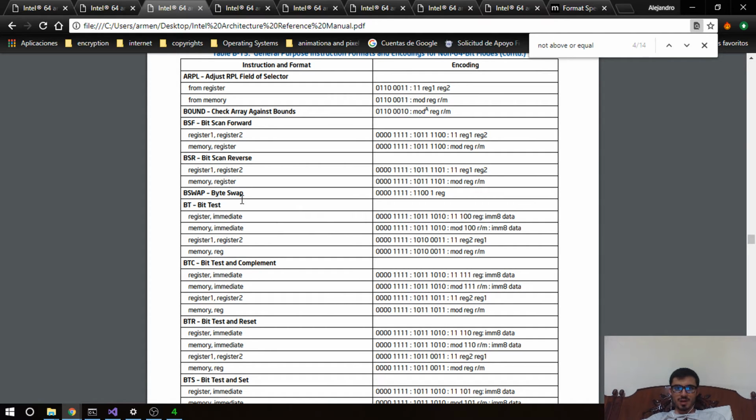For example, byte swap has a special encoding, and it's inside the main, but it has the register field. Well, we cannot talk too much about it.